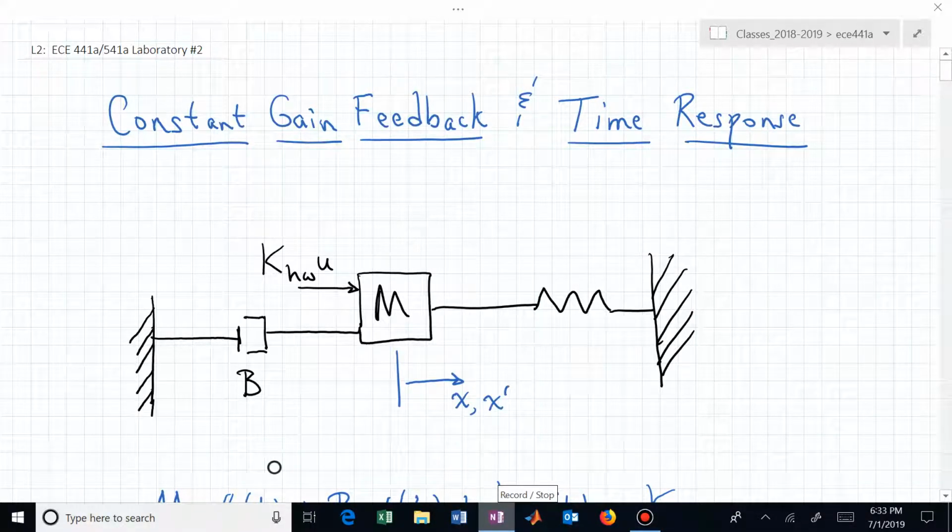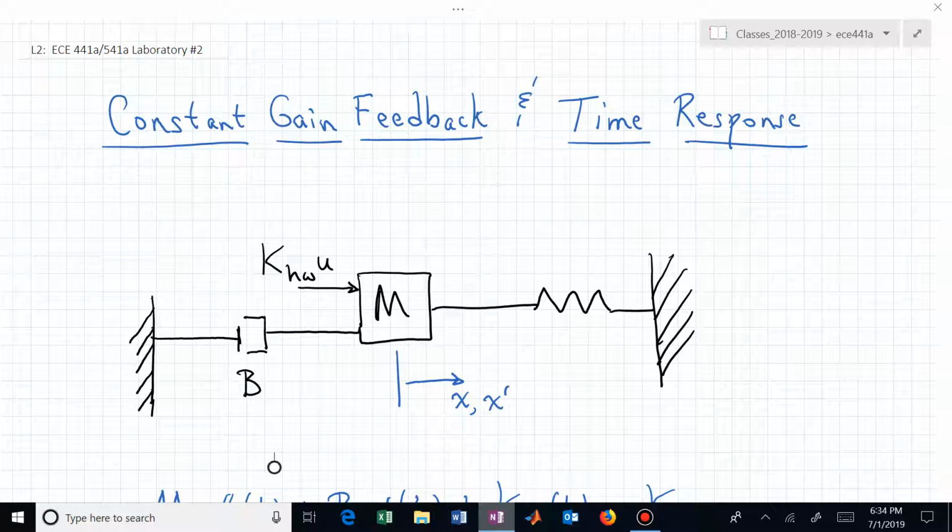Welcome to lab number 2 for ECE 441A 541A. This lab is concerned with feedback, and in particular constant gain feedback. What we want to obtain from lab number 2 is a little insight into why and how we can change how this system behaves, or its response characteristics, by using feedback.